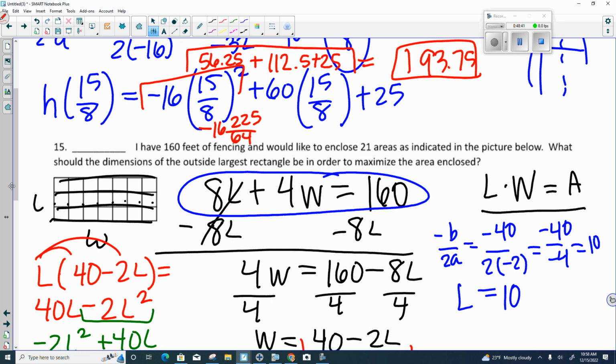Did I do something wrong? Oh, is this supposed to be a negative here? Oh, I got to try it again. I had the wrong thing. Negative 56.25 plus 112.5 plus 25. Thank you for catching that.